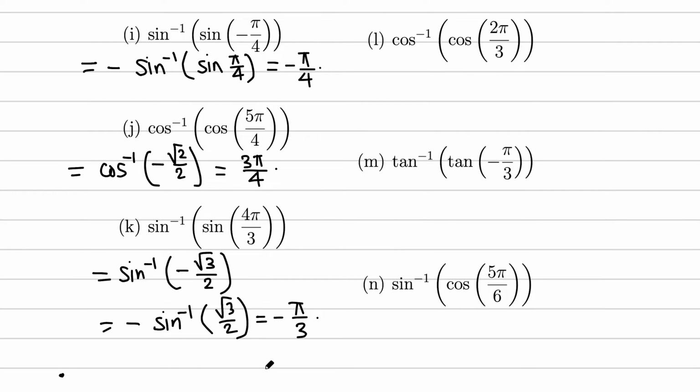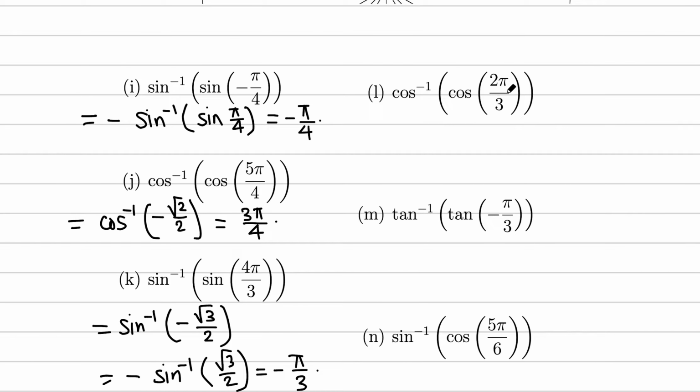Cosine inverse of cosine 2 pi over 3. For cosine inverse of something, the result comes out in the first and second quadrant. If this angle is bigger than 0 but less than pi, then they cancel. The answer would be just that. Where is 2 pi over 3? Oh, 2/3 of pi, that is less than pi. That means their actions simply cancel, and 2 pi over 3 is the answer.